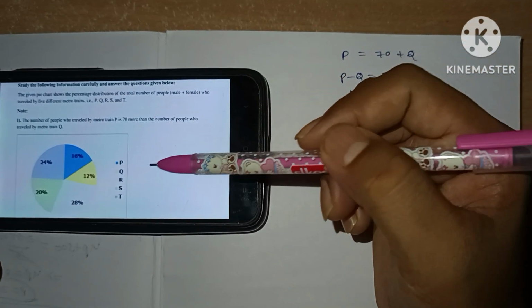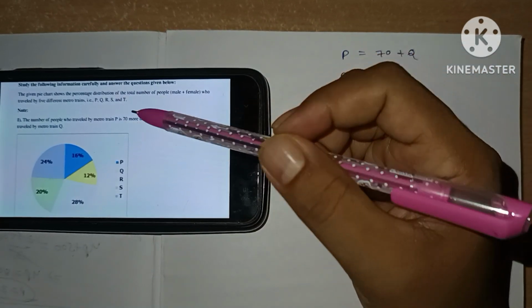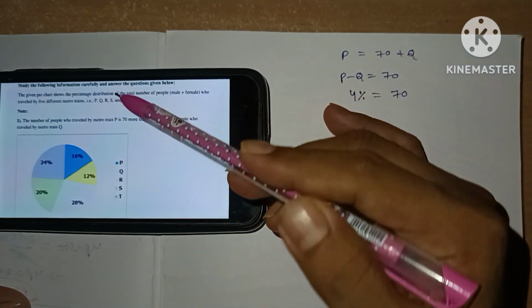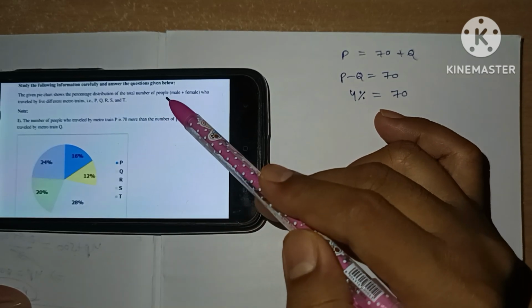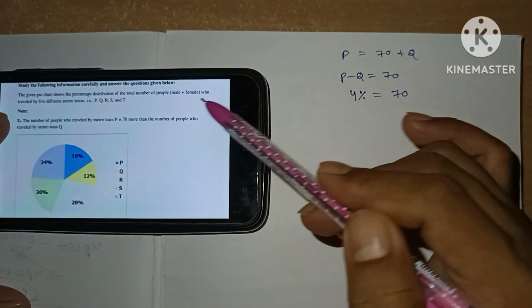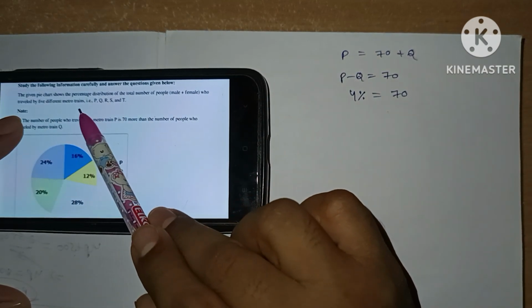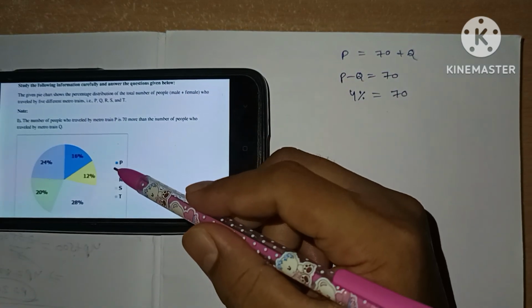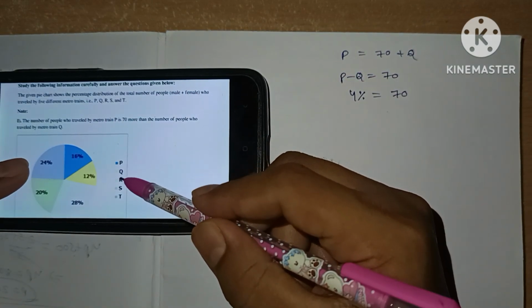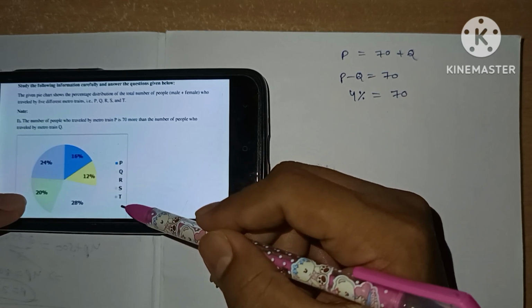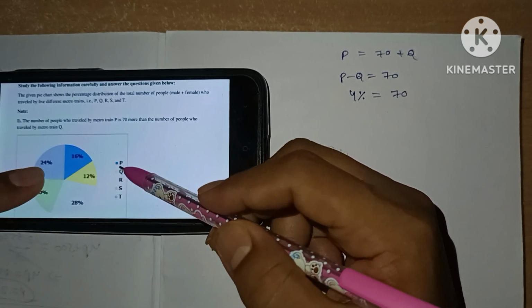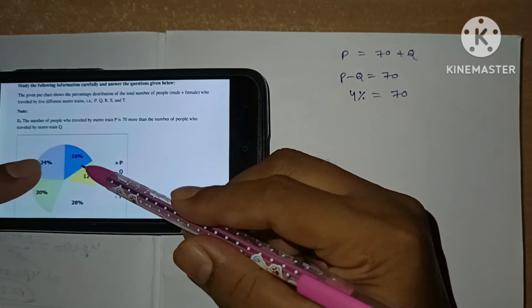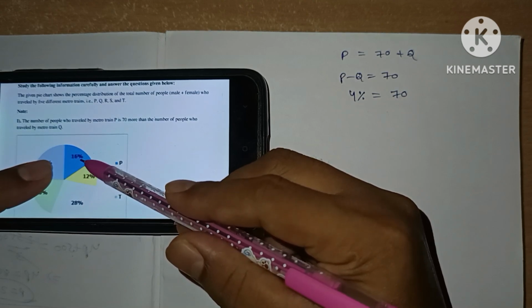Now we are going to see a pie chart DI. The given pie chart shows the percentage distribution of total number of people, male plus female, who traveled by 5 different metro trains. So the given pie chart says that there are 5 different metro trains PQRST, and the number of people traveling by each train is distributed in percentages.